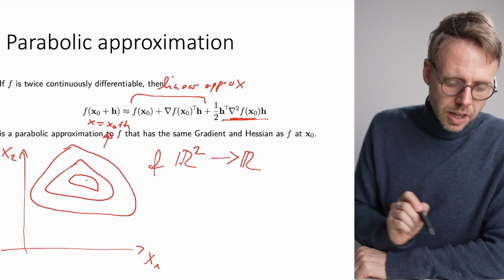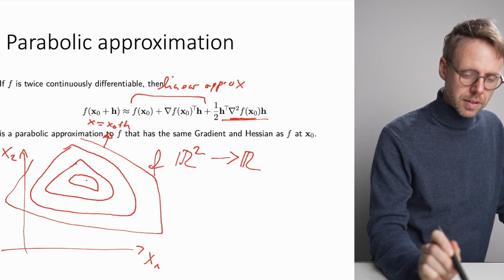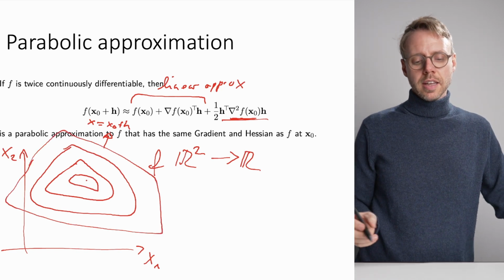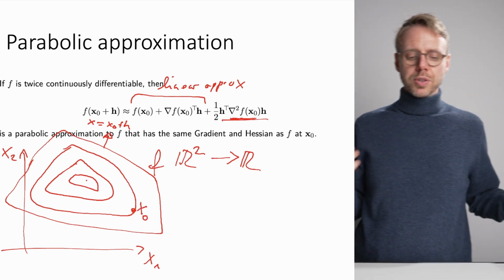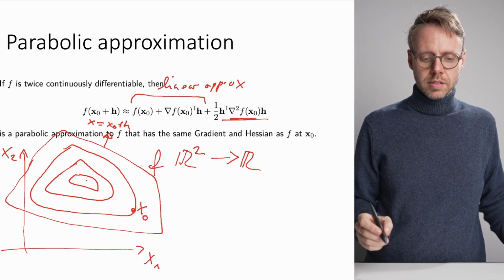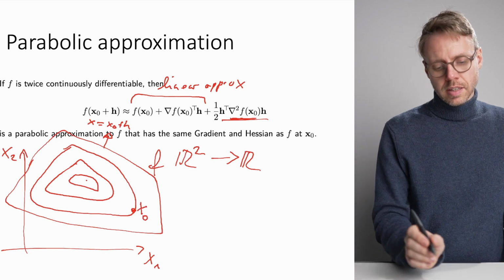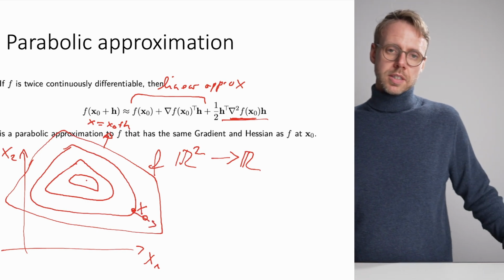And here we would have a maximum, say, and here our level sets would go bigger. Now say we pick our x0 here, and we want to do a parabolic approximation. Then we would compute the gradient here. So the gradient would then be a vector that points in this direction.